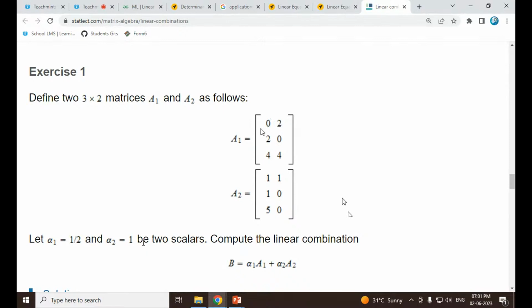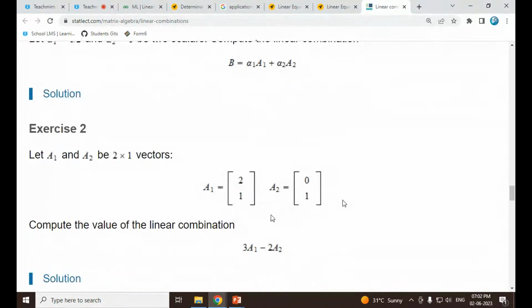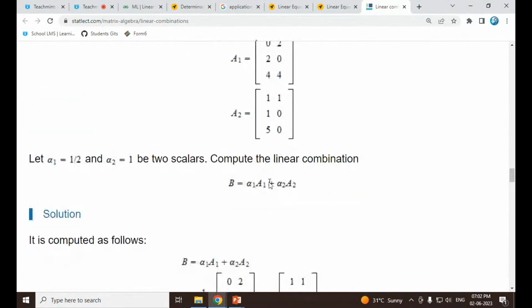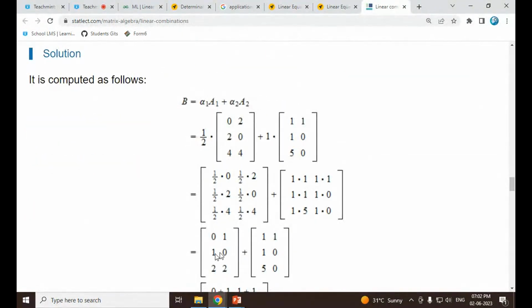0 by half is 0, 0. That 2 by half is 1. Again, 2 becomes 1, 0, 0, 0 for the existing matrix of A2, because the scalar is 1 here. So A2 is 1, so the same matrix will be there. Further, corresponding values have to be added. 0 has to be added with 1, that becomes 1. Is this right? Yes. So it becomes 0, 1. This is right.